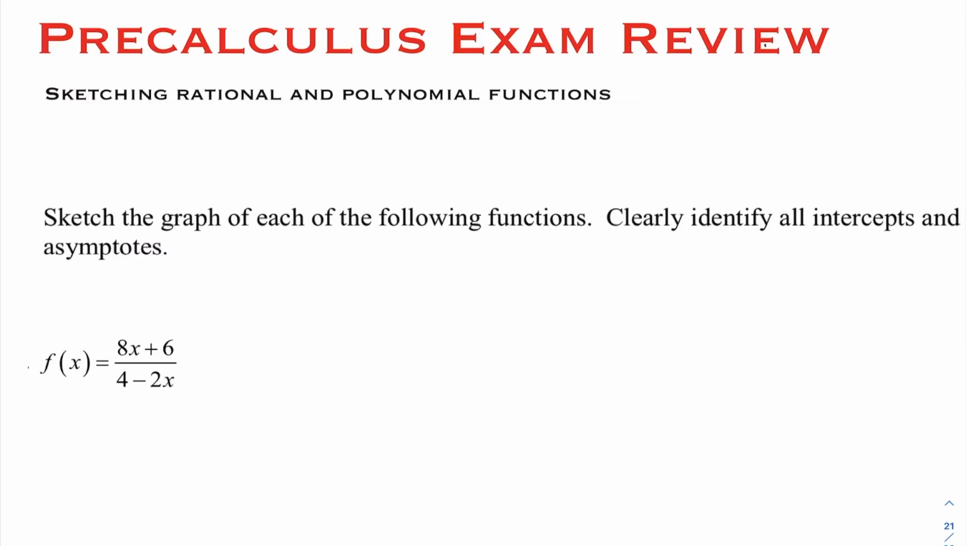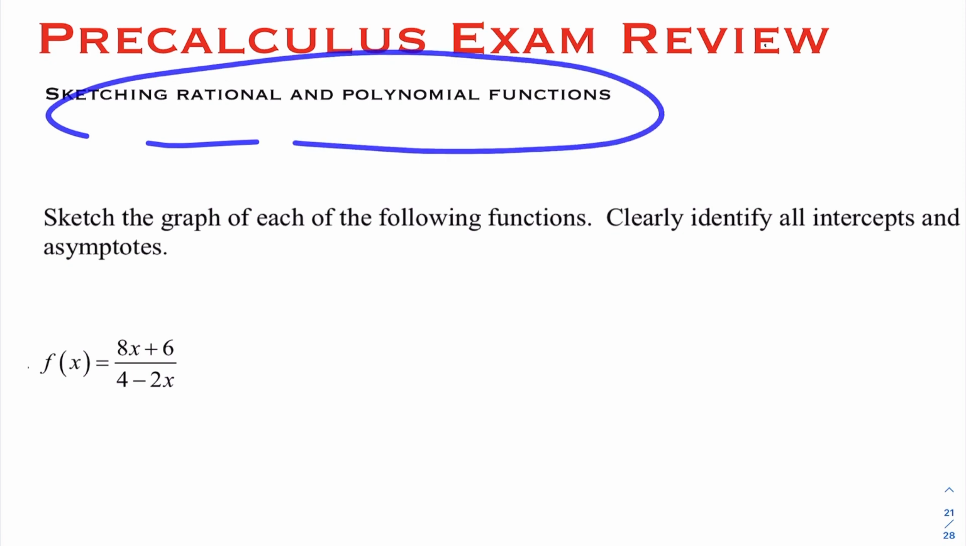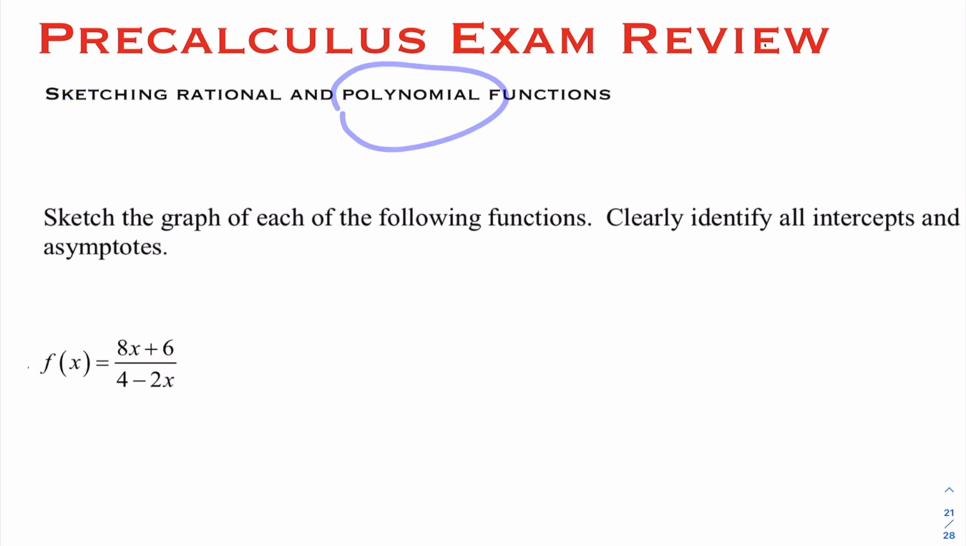All right, continuing our pre-calculus exam review, we're going to be focusing on sketching rational and polynomial functions. In this lesson, again, there'll be some extra content. We'll have to talk a bit about finding the roots of polynomials as well.